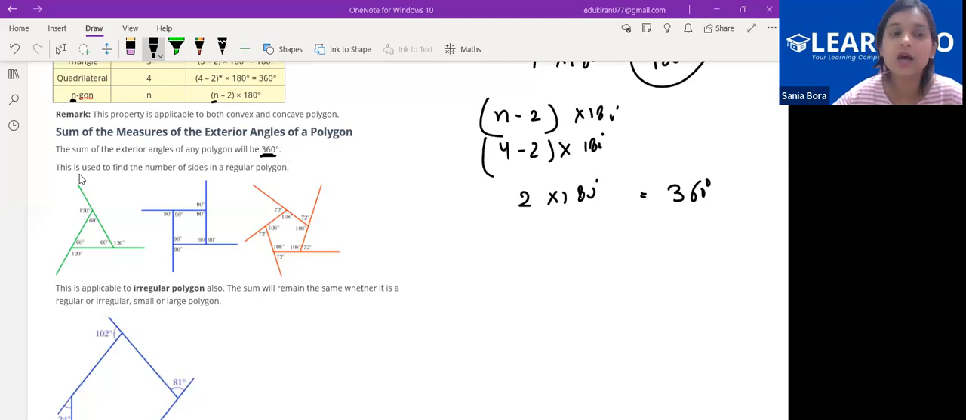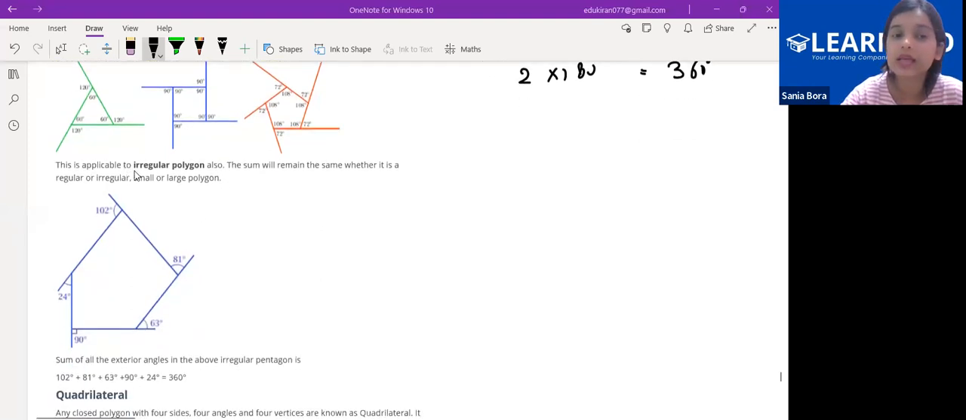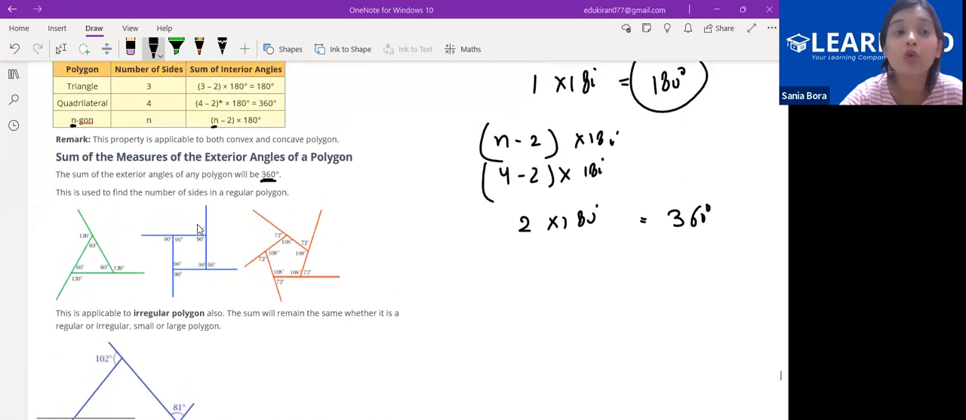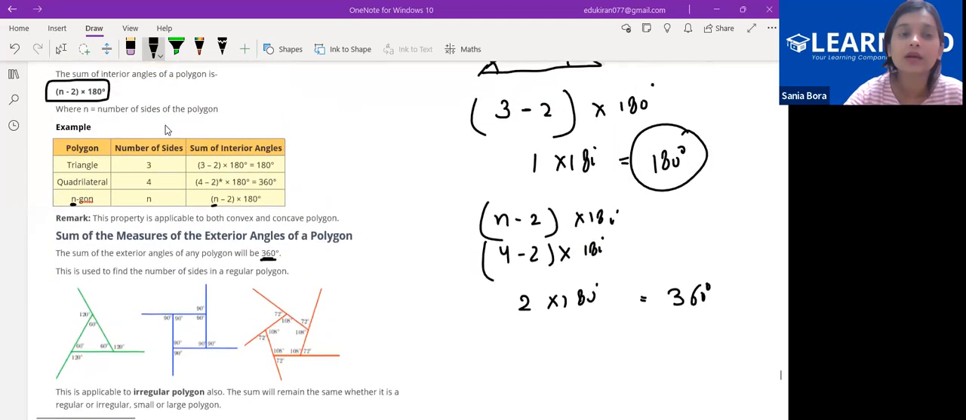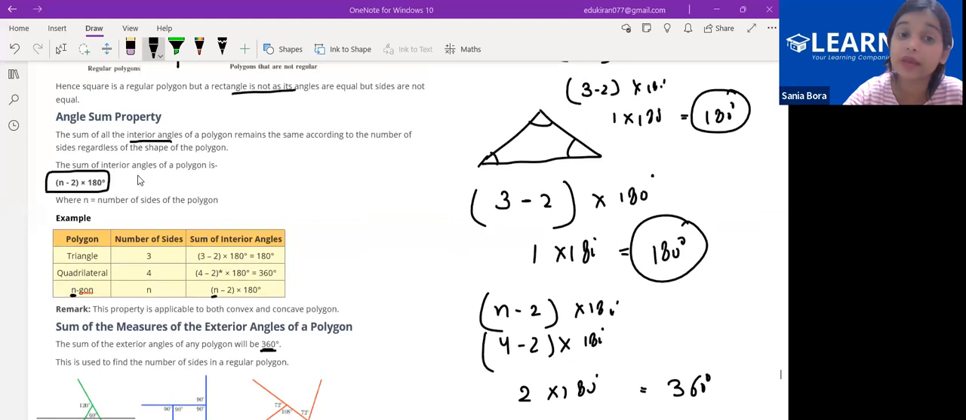Okay, this is used to find the number of sides in a regular polygon. So you can see this. No need to draw this. This is applicable to irregular polygons also. The sum will remain the same whether it is regular or irregular. Most of the students think, ma'am, for irregular it will be different. So the answer is no. This is very important for true and false. Just remember this property: the exterior angle property is applicable for regular polygons as well as for irregular polygons. But the angle sum property is applicable only for regular polygons. Clear?